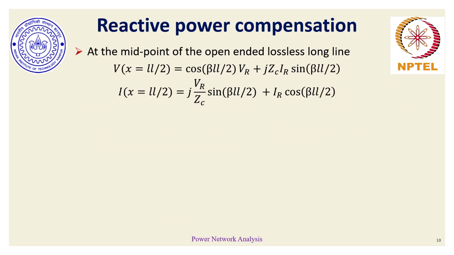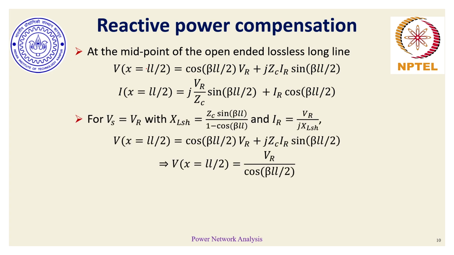So if we now look at what is happening at the midpoint of the line, where we are trying to find the value of V and I at x equal to LL by 2, and since we know that VR and IR can be defined in terms of the shunt reactor present at the receiving end to minimize the Ferranti effect, what we see here is that at x equal to LL by 2, the voltage is simply VR by cos of beta LL by 2.